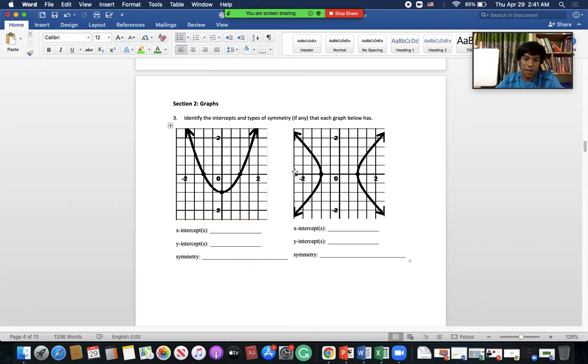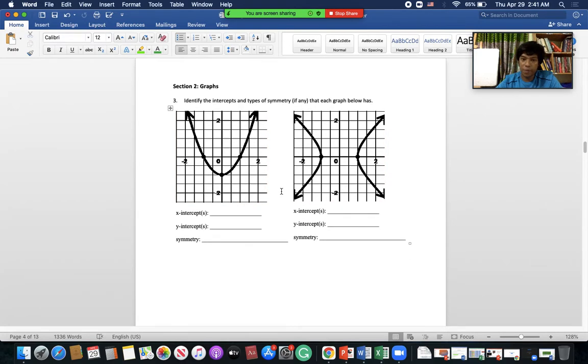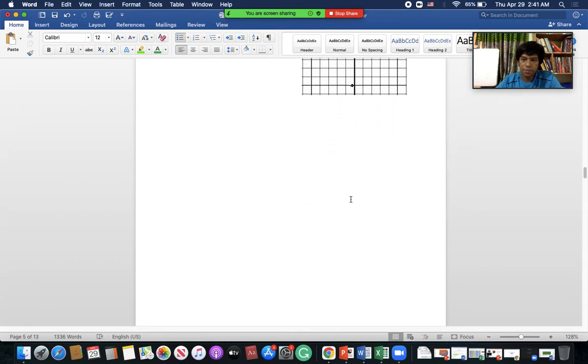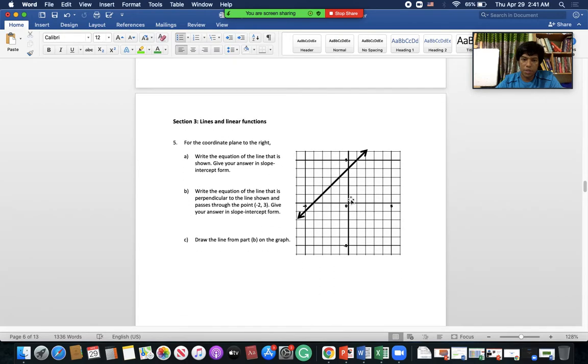This one is related to finding the symmetry and the intercepts from the given graph, and this one is related to finding the domain, range, maxima, and minima. The graph is given and we will have to find that out. The next question is related to linear functions. A straight line is given, find the equation of this line. Then if another point is given, how to find the parallel or perpendicular line, that kind of question.